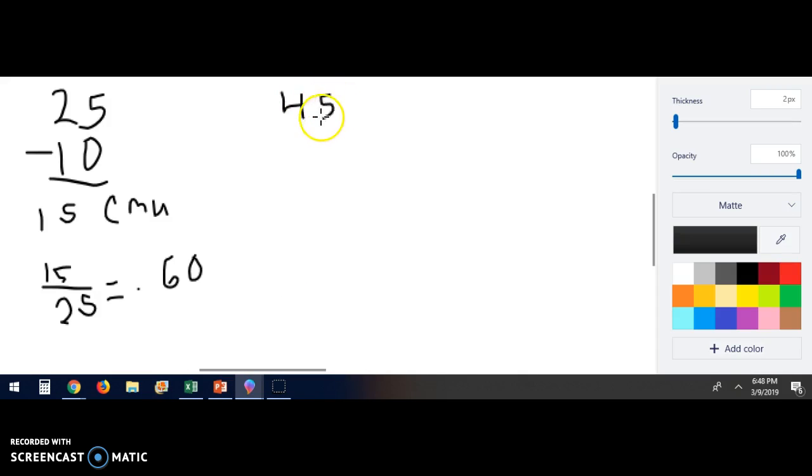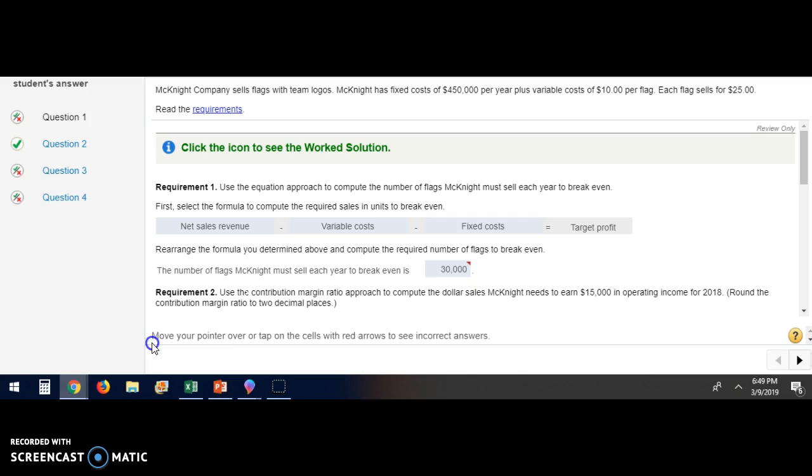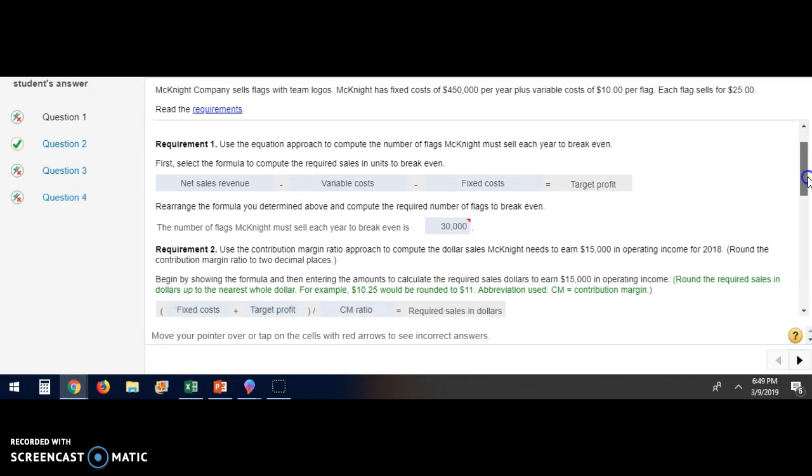You need to make 450,000 because you got to cover all of that, and your contribution margin or your profit on each one of these that you have left to pay off the 450,000 would be $15. So how many $15 flags do you need to sell? If you're going to make 15 to cover the 450, you would have to sell 30,000 flags. Okay, and then let's scroll on down.